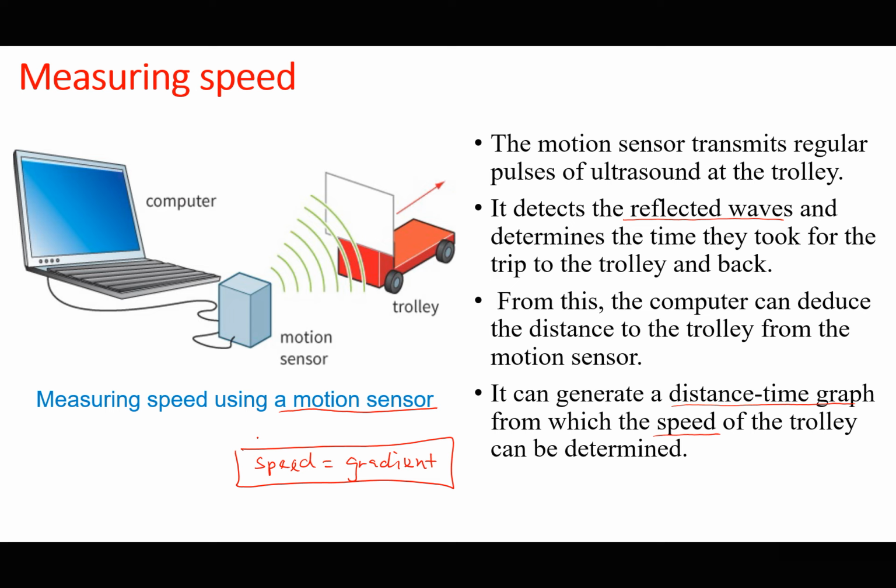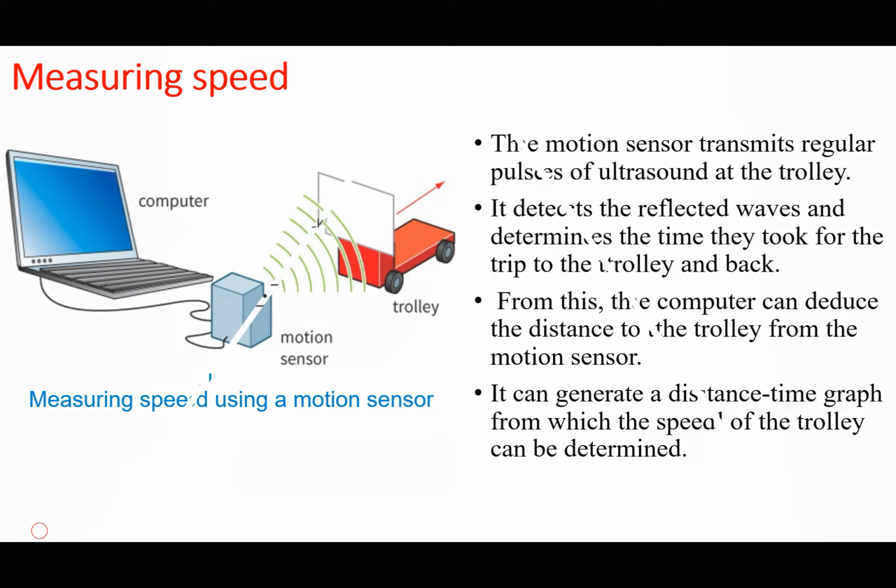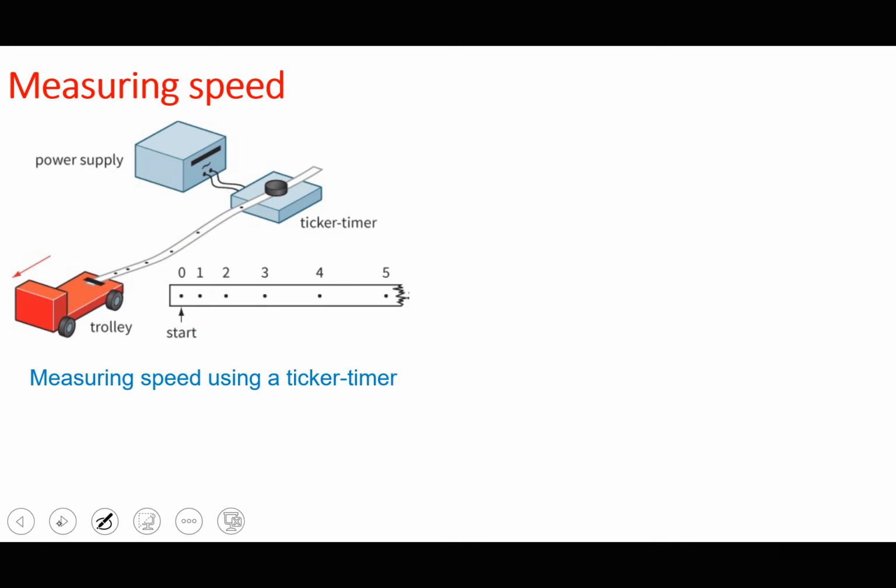Okay. And maybe one other method we may talk about, even though it has been phased out, is the ticker tape timer. This has a ticker and then a tape. This is a tape on which dots are always made by the ticker.